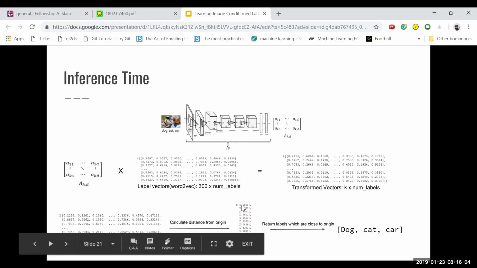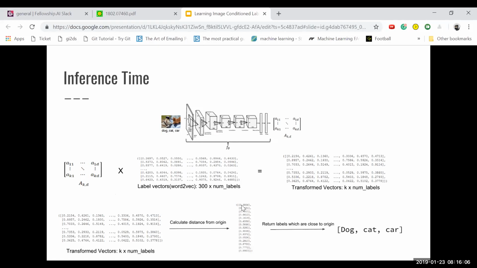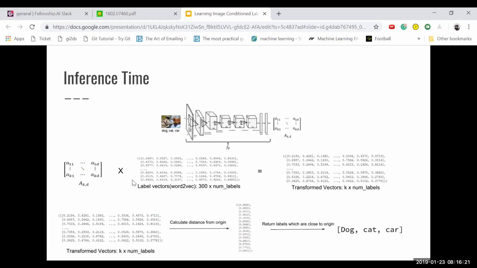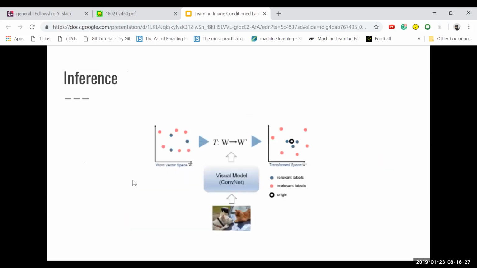So basically, each column vector represents your label in k dimensions, instead of the initial 300 dimensions. Now, for each of these column vectors, we calculate the distance from the origin. That is, we basically take the L2 norm and return labels which are closest to the origin. Okay, so I think this is a nice summary of what I was trying to explain.